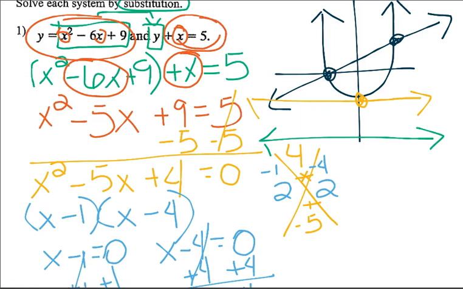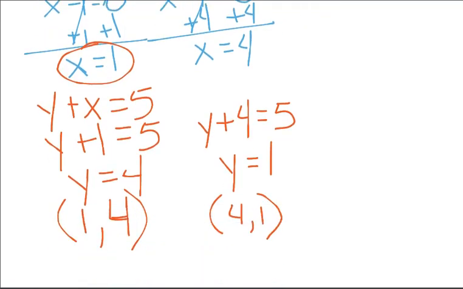And you could look and see where the points are that they intersect. If you did it correctly, it should be (1, 4) and (4, 1), the points that we found. You should get the same solution.